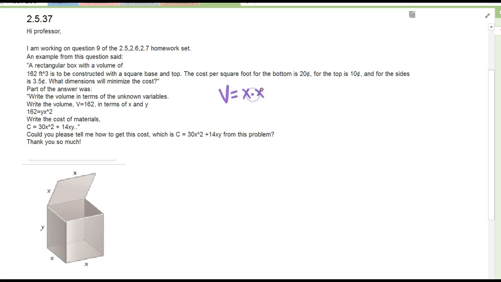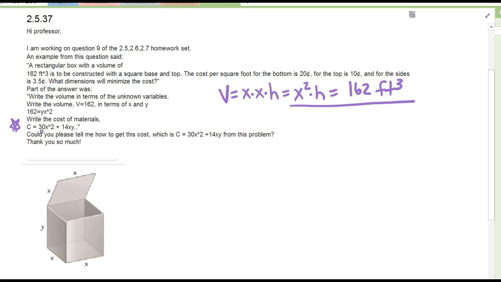In this case, it's going to be x times h, x squared times h, and that's going to be set at 162 feet cubed. So I'm going to use that later when I have the cost function to substitute h in terms of x, so then I can differentiate it all in terms of x. And you can see here we're going to get this cost function. So I want to go through how to get this cost function.